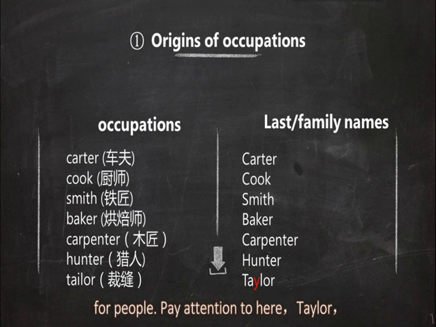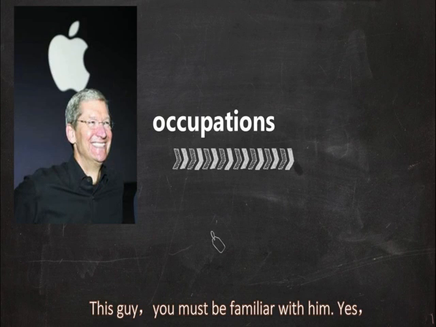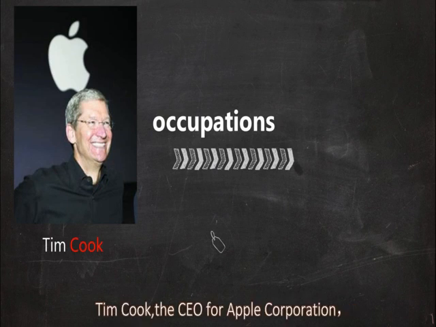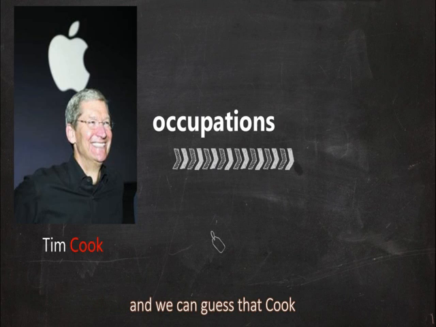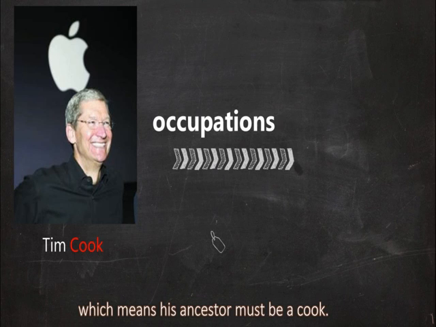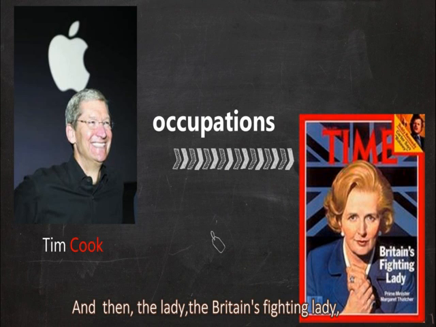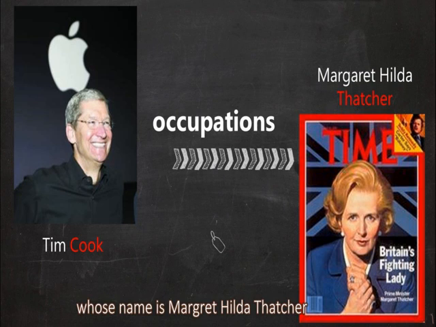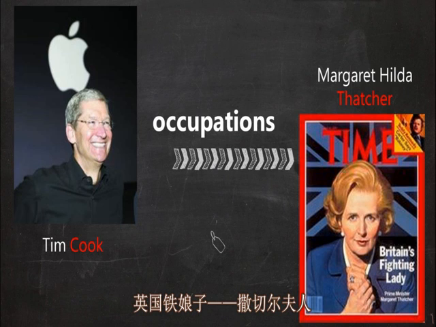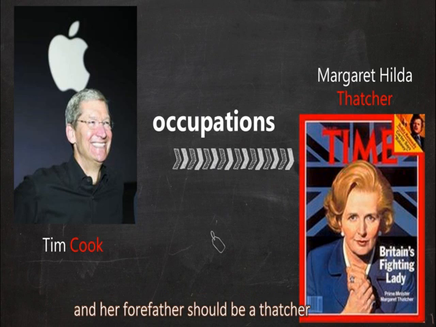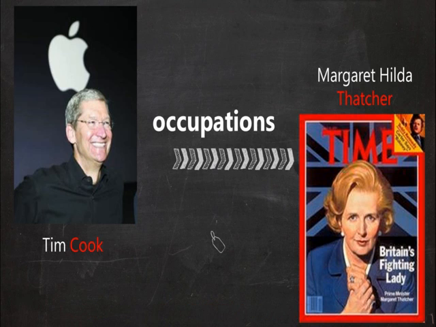Pay attention to here, Taylor, T-A-Y-L-O-R. Also this one, this guy, you must be familiar with him. Yes, Tim Cook, the CEO of Apple Corporation. And we can guess that his ancestor must be a cook. And then the lady, Britain's fighting lady, whose name is Margaret Hilda Thatcher, 英国铁娘子撒切尔夫人. And her forefather should be a thatcher, 盖茅草屋的工人.